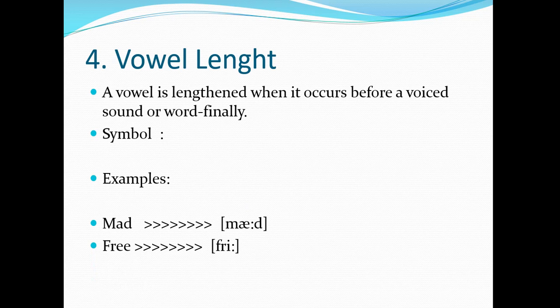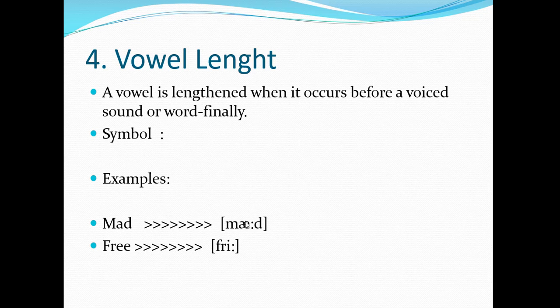Interesting. So this is rule number 4, vowel length. The vowel length rule says that a vowel is made long or lengthened when it occurs before a voiced sound or word finally. You can see here the symbol, okay? You have to use it when transcribing the words, and you need to apply the rule, of course.